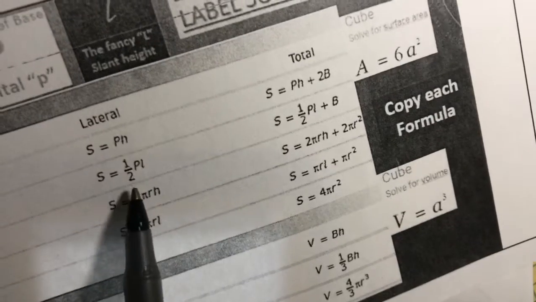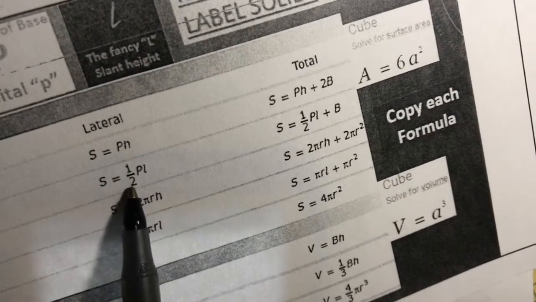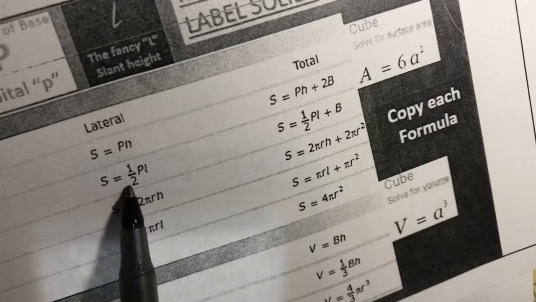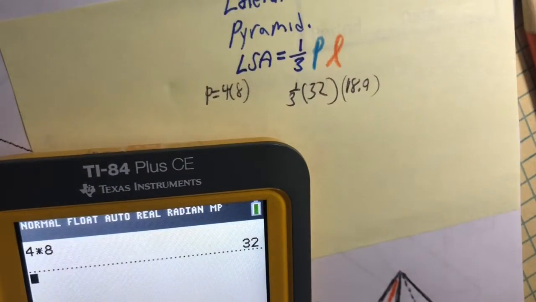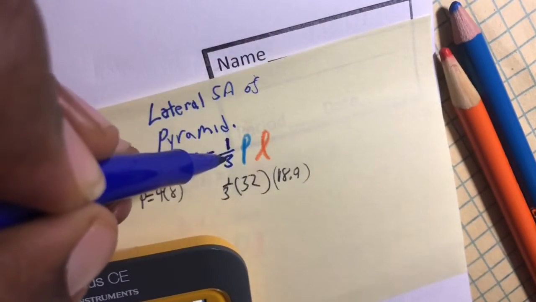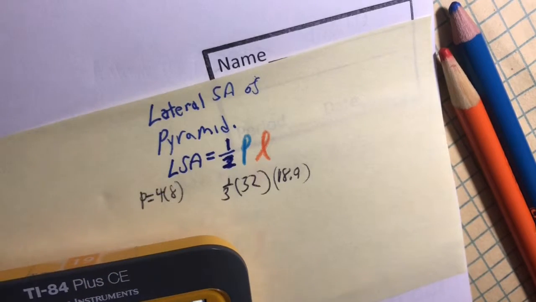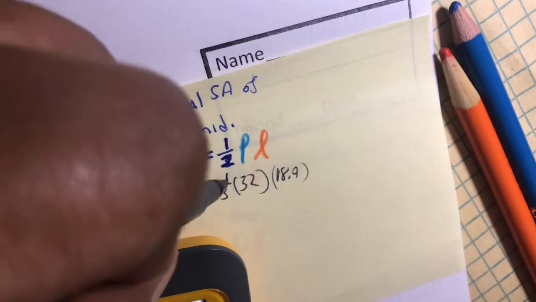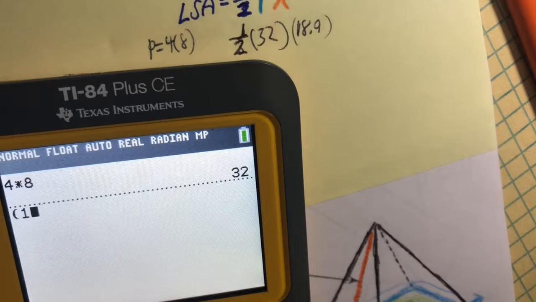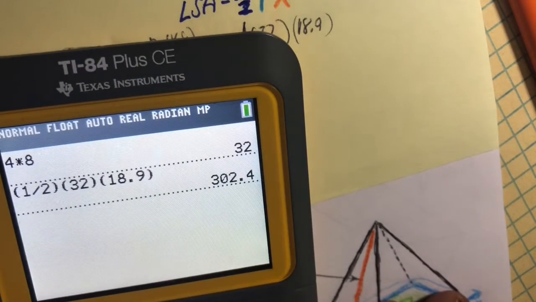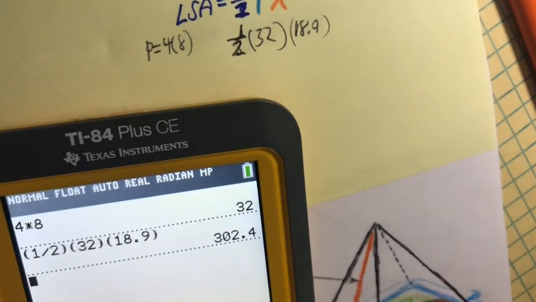I'm sorry. See, this is why I use the formula chart, because the formula is not 1/3, it is 1/2. See? So let me fix that, and then I'm going to put it in the calculator. So 1/2, and then I'm going to put 1/2 there, and then I'm going to put it into the calculator, which is 1/2 times 32 times 18.9, and that's going to give me 302.4. And I just write that down.